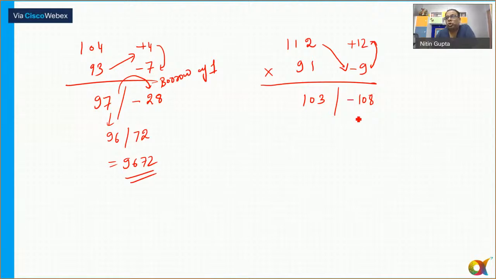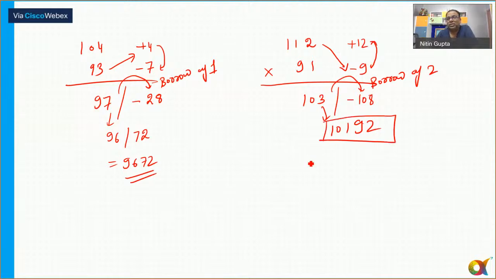Now remember, the last part must be a 2-digit number. So if you are going to take a borrow of 1 here, it will be 100 minus 108, and 100 minus 108 is still negative, isn't it? So you need to take a borrow of 2 here. If you take a borrow of 2, then 200 minus 108 is 92. And since I have taken a borrow of 2, this 103 will become 101. So the answer is 10192.